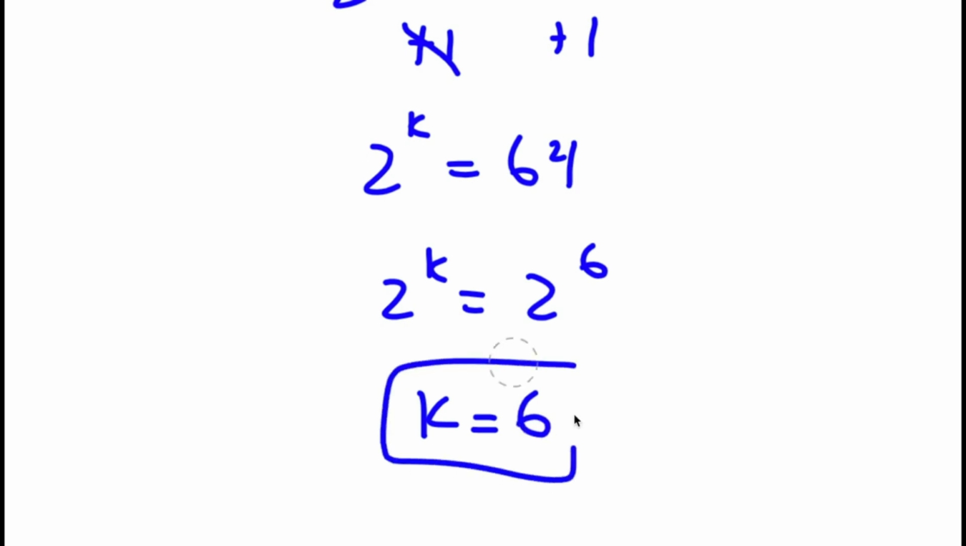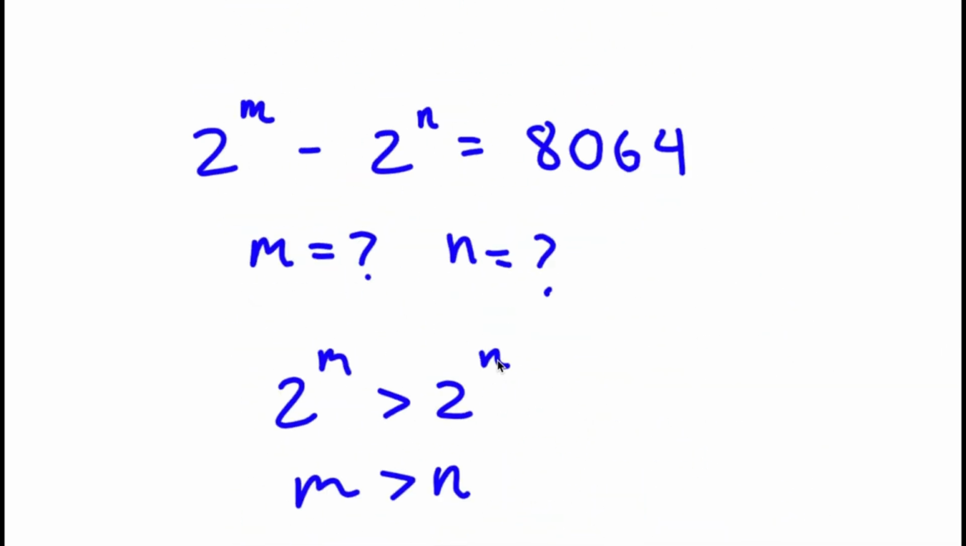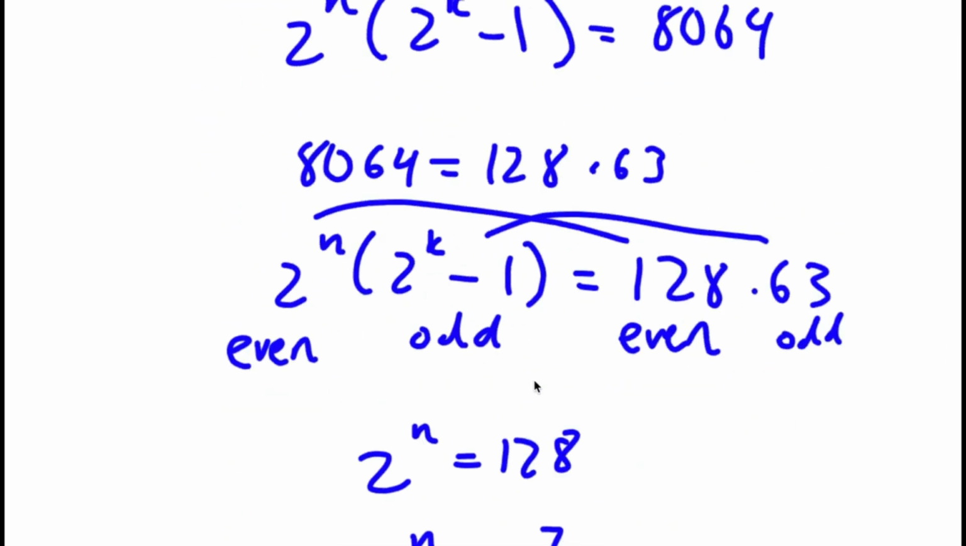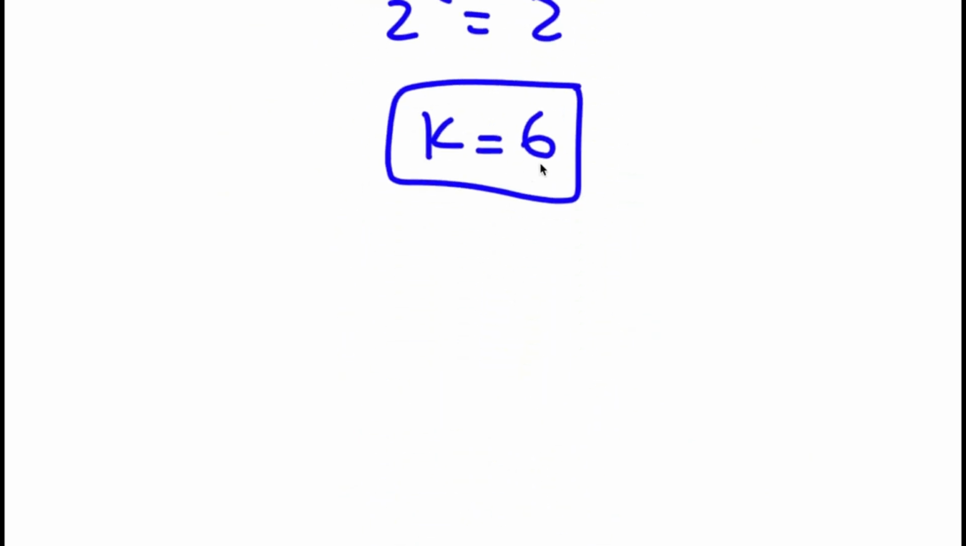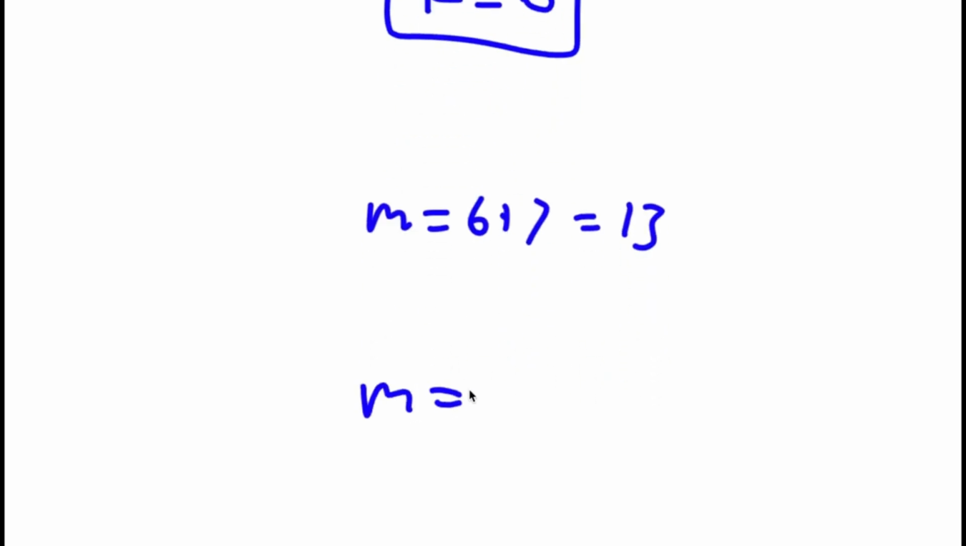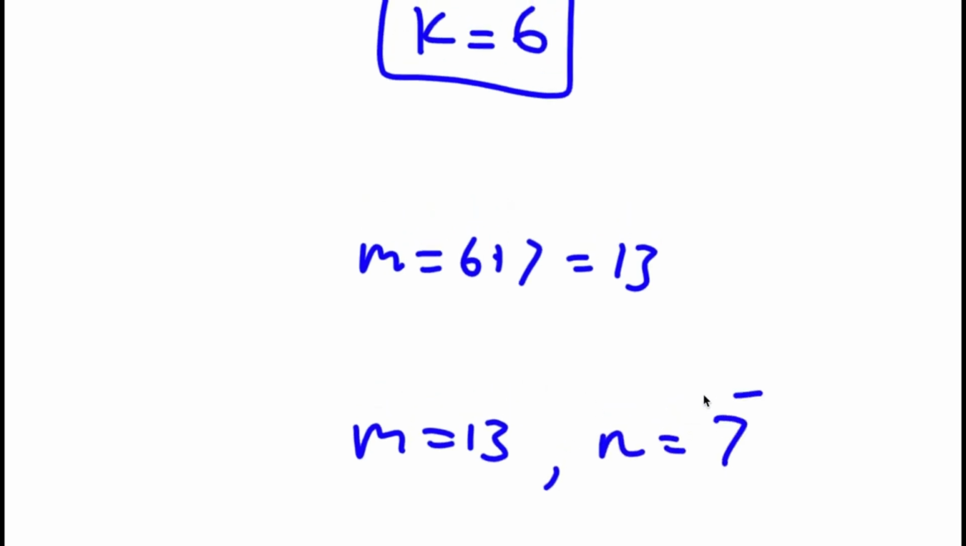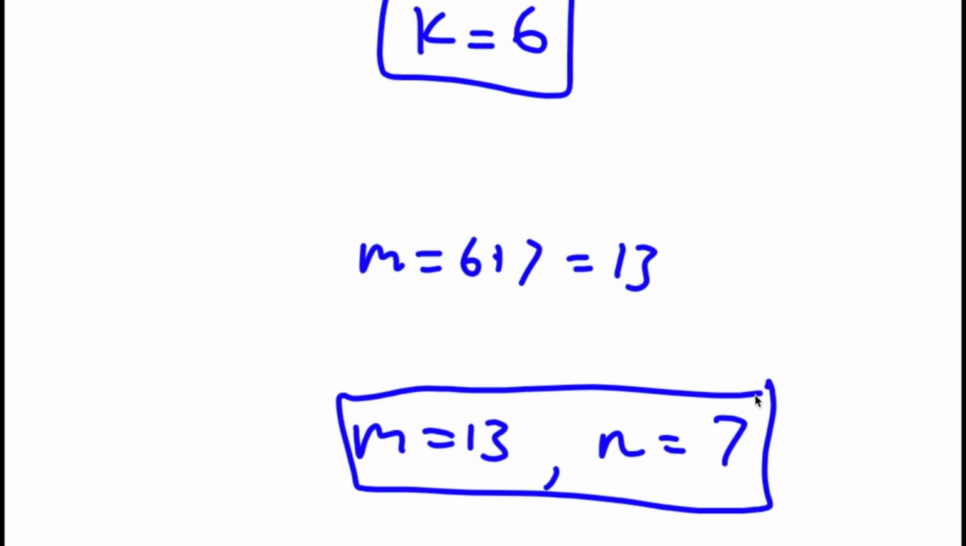So now remember how we said m is equal to n plus k. So in this case, n is 7 and k is 6, so m is equal to 6 plus 7, which is 13. So m is equal to 13, and n is equal to 7. So these are my solutions.